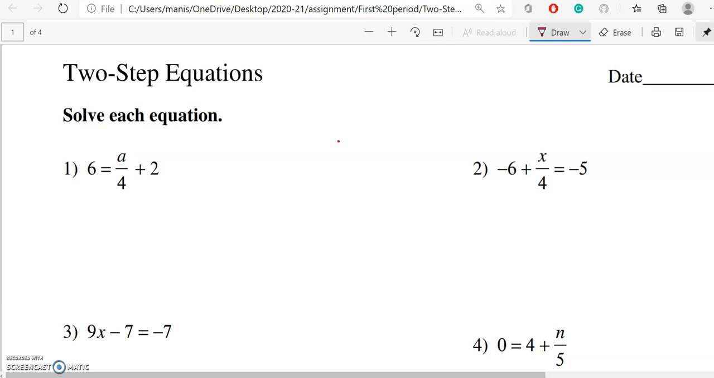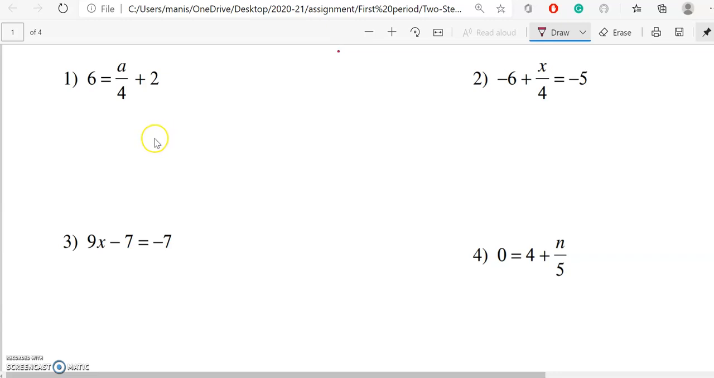Good morning, students. Today we will be reviewing how to solve two-step equations in our classwork section. You have learned this concept in your previous class, so we'll just do a review over here. Okay, so the question says 6 is equal to a divided by 4 plus 2. Do not do anything with the term which is with the variable. You have to circle this. Don't do anything. Let's try to get rid of this.